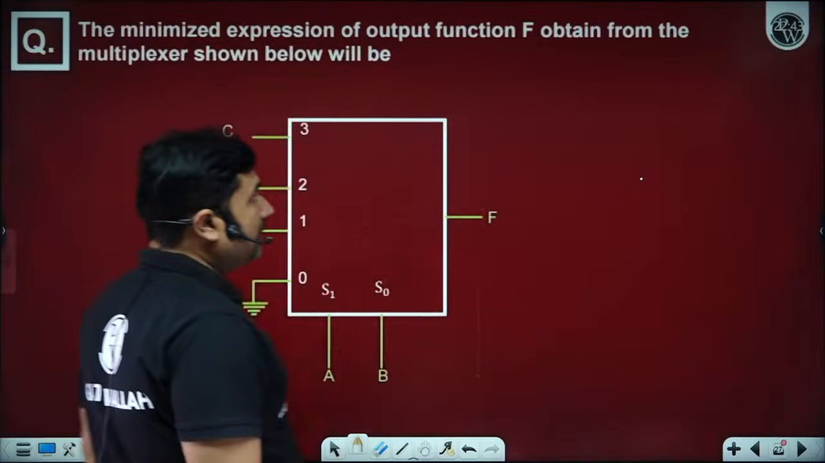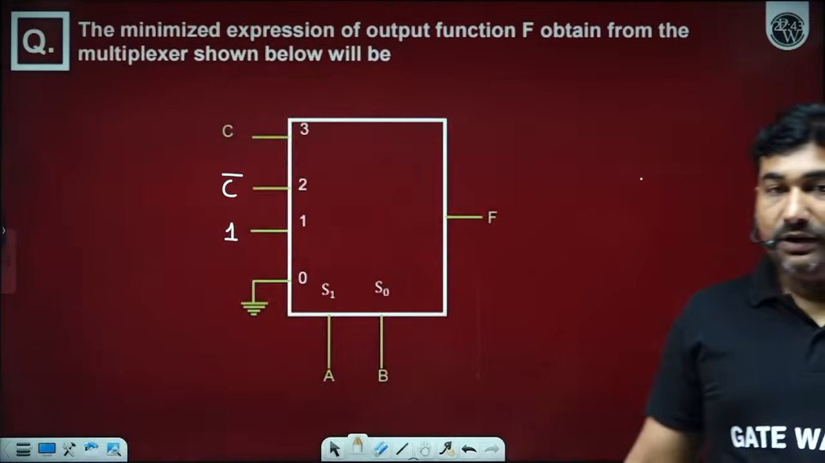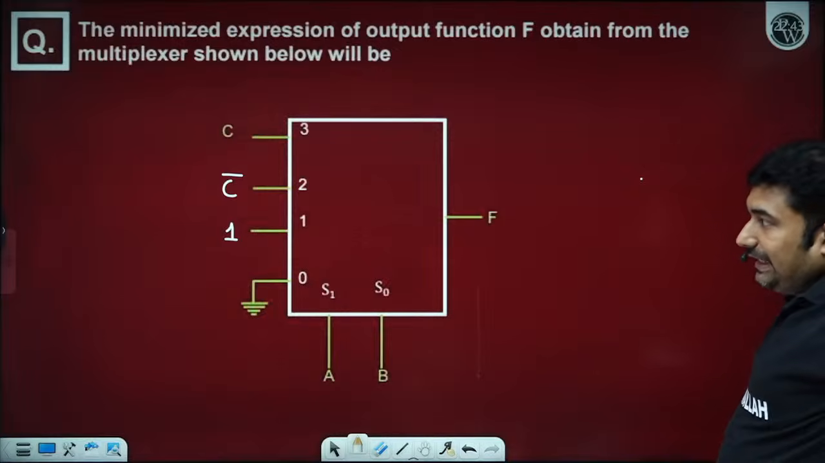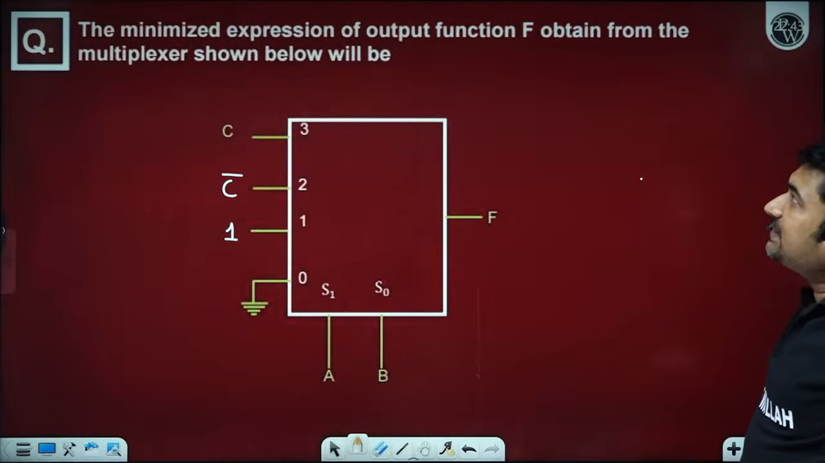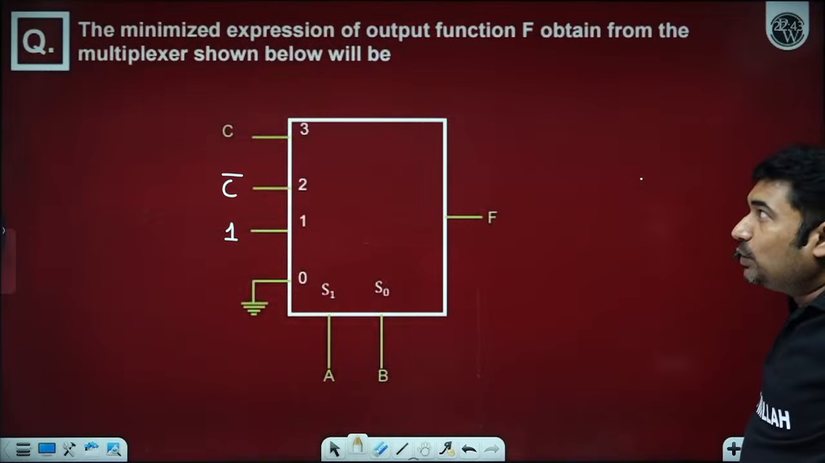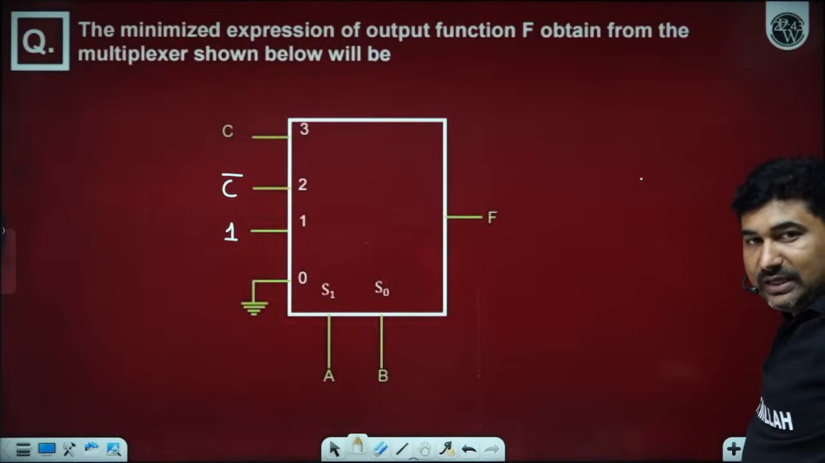Can you answer this one? Okay, great. Can you answer this one? The minimized expression of the output function f obtained from the multiplexer shown below will be. Can you answer this one?